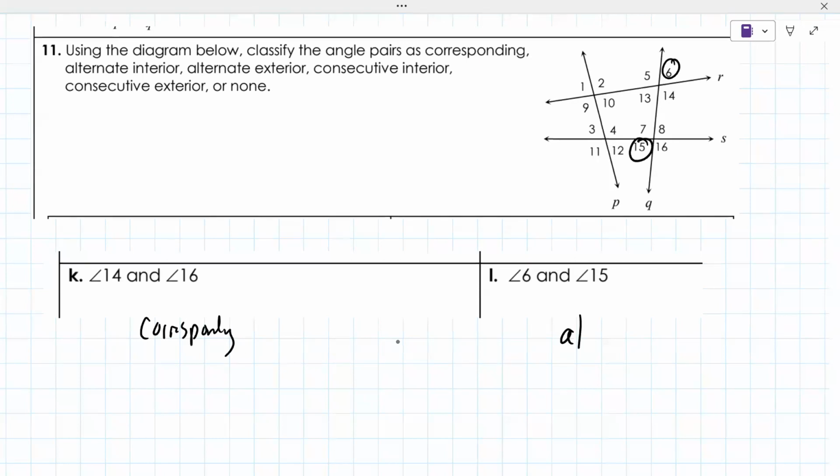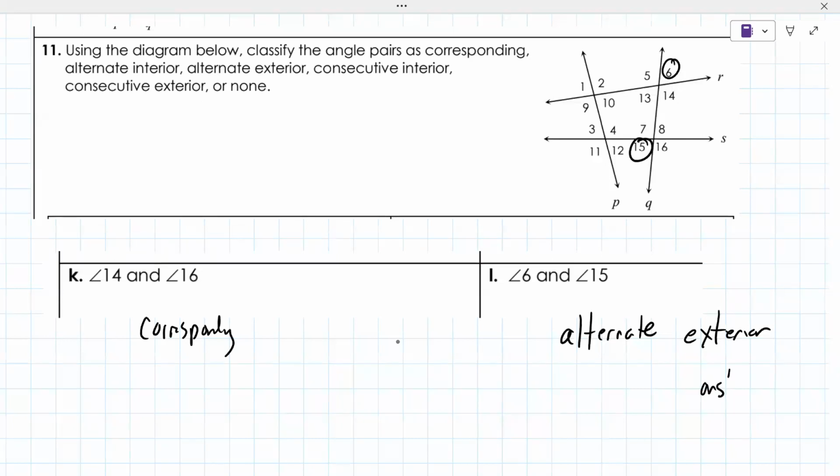Alternate. Are they in the interior, the exterior, or one of each? One of each. Okay, so which one's in the interior? None of them are in the interior. Right. Which are in the exterior? So it's exterior. Yeah. Is it exterior?